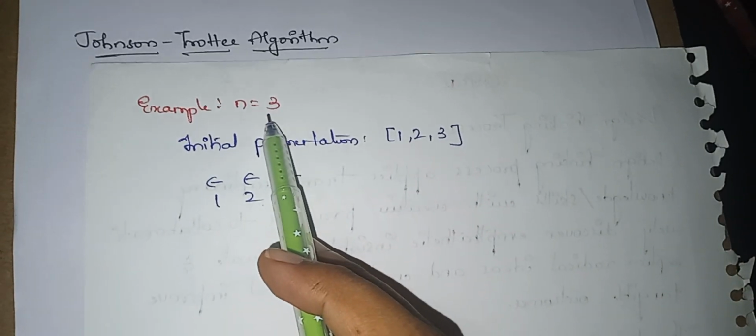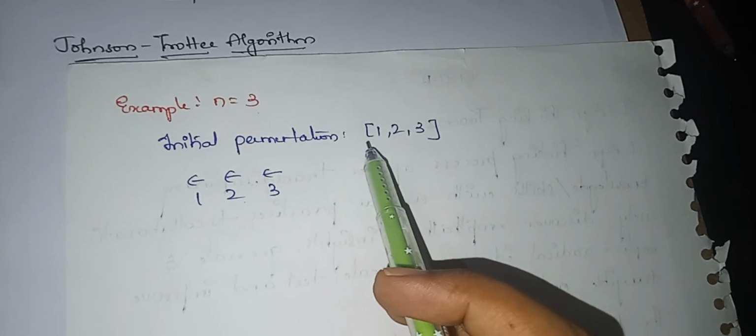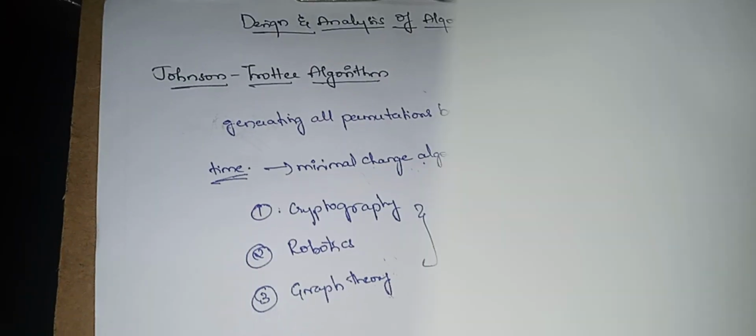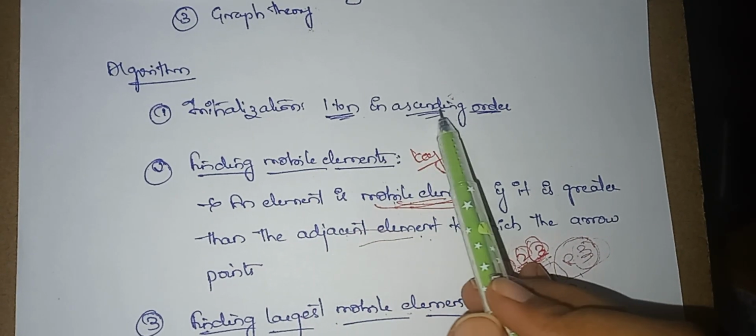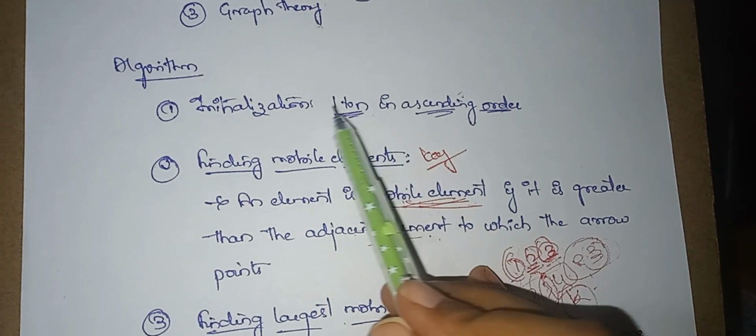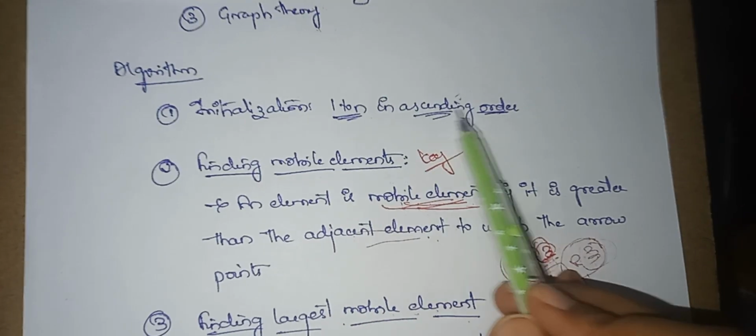For the Johnson-Trotter algorithm, I have taken the input size as n is equal to 3, where the integers are 1, 2, 3, as per the input size given. So since n is equal to 3, I have taken 3 integers. This is the initial step that we have discussed, which is initialization: 1 to n in ascending order. So n is equal to 3, and 1, 2, 3 are arranged in ascending order.